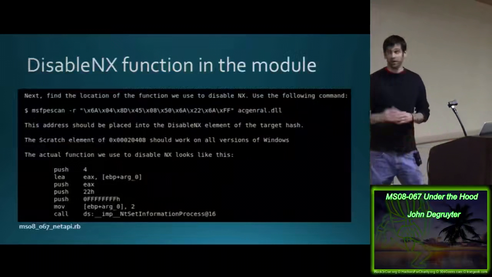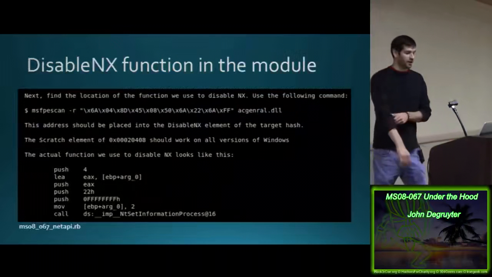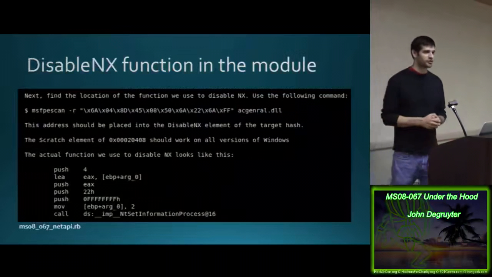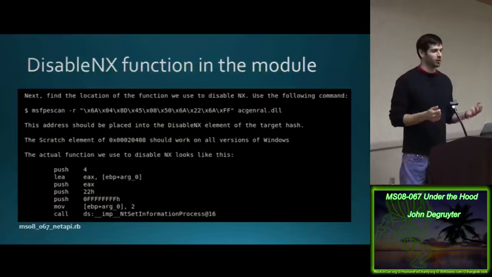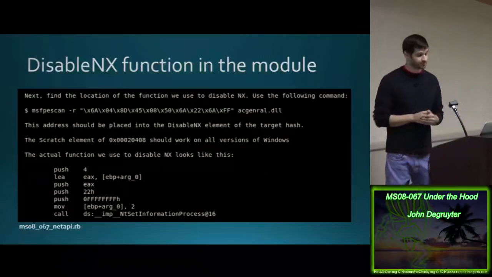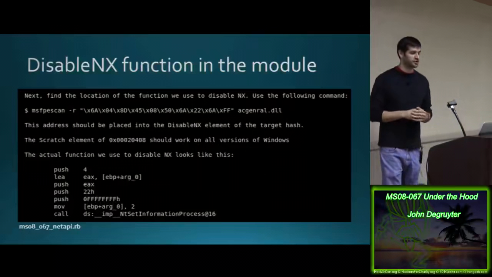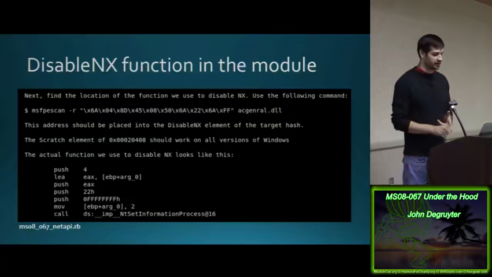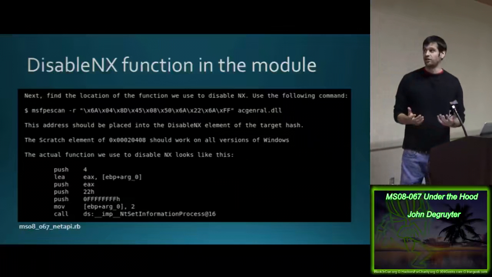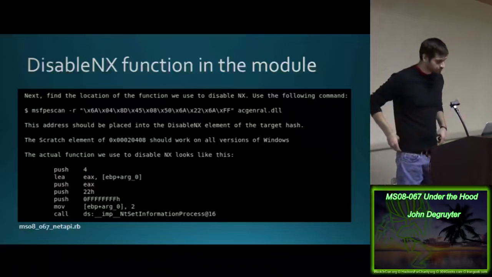Well, another helpful piece about this module, it tells you how to manually go in and look for the disable NX function within AC General DLL. And they suggest using a tool called MSFPE-scan. And what that does is you can scan an executable .exe or .dll. You can scan an executable file and look for different patterns.